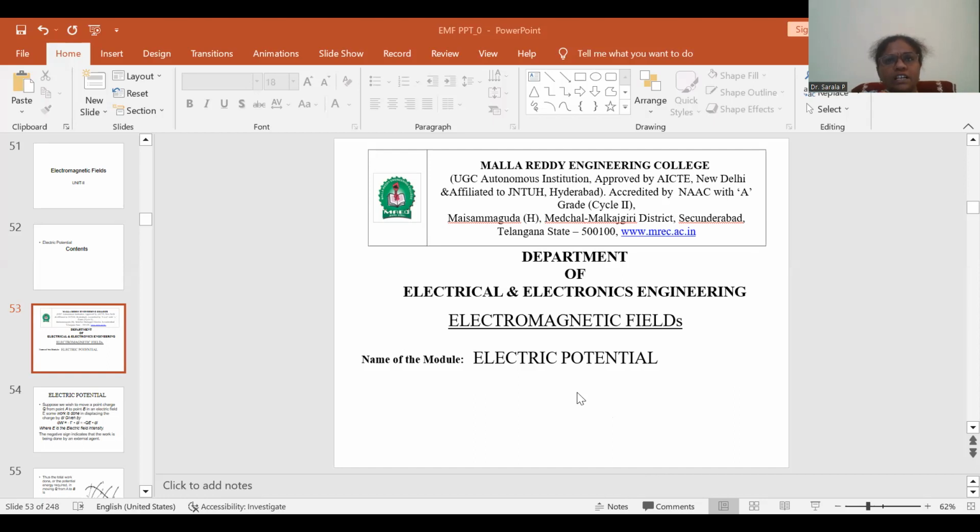In previous classes, we have already dealt with Coulomb's law, electric field, force, and charge. Now I'm going to explain the electric potential. What is meant by electric potential? Electric potential is nothing but the work done against the force. The potential is also the voltage. So let us go into the topic.